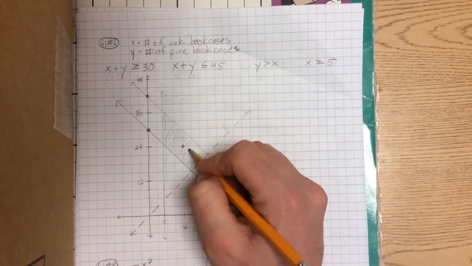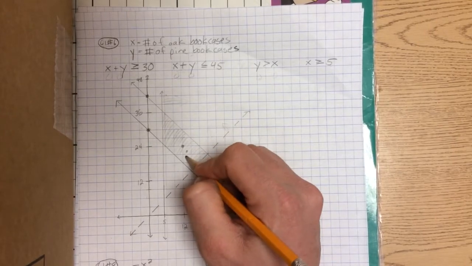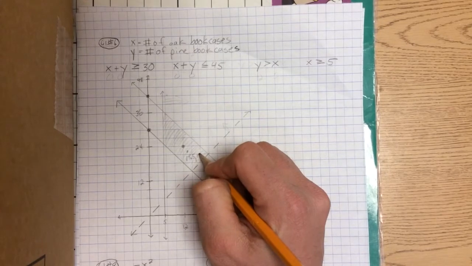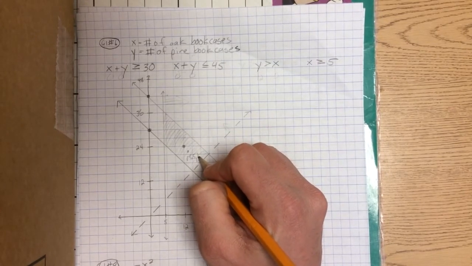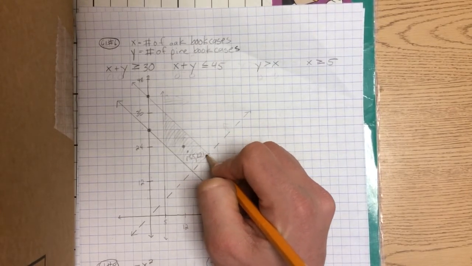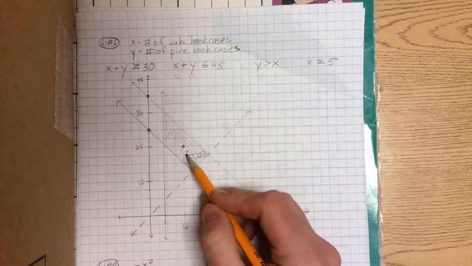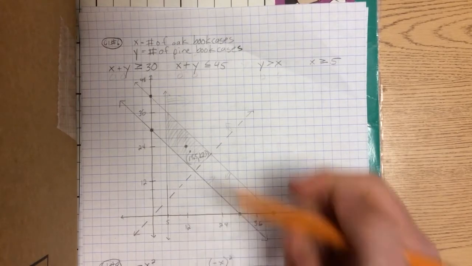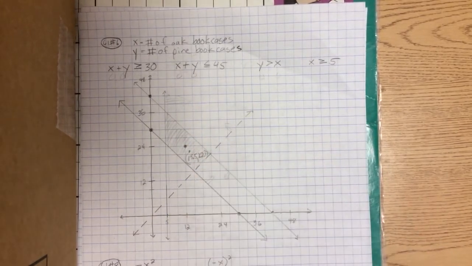But for instance, the point 13.5, 17.22.1, that's really not, doesn't make sense in this context because you can't make decimal amounts of bookcases. So there's the region, and we're only interested in the lattice points.